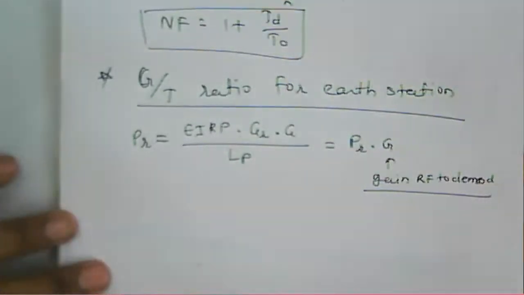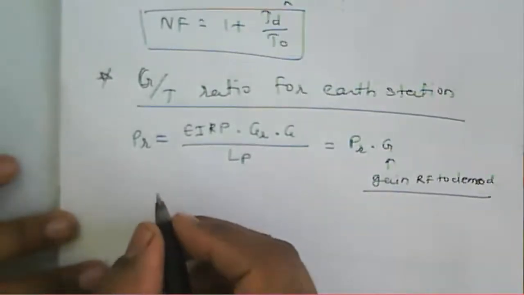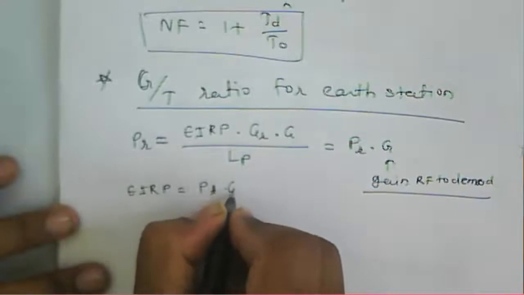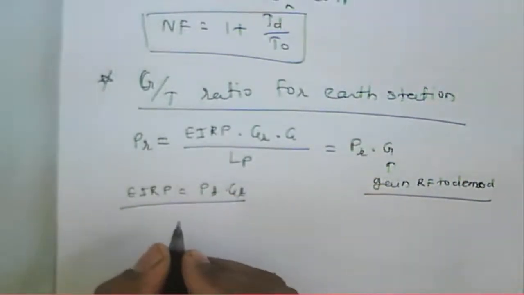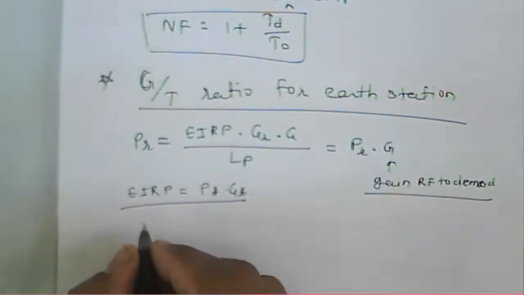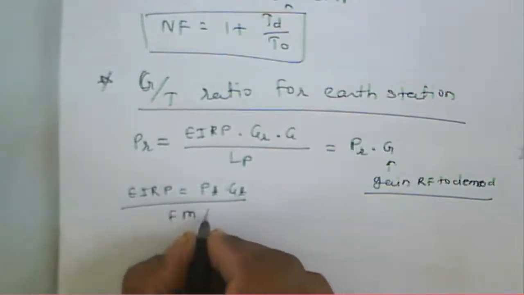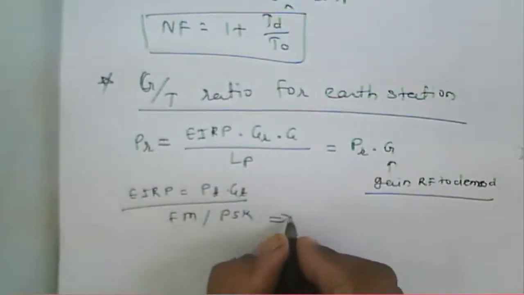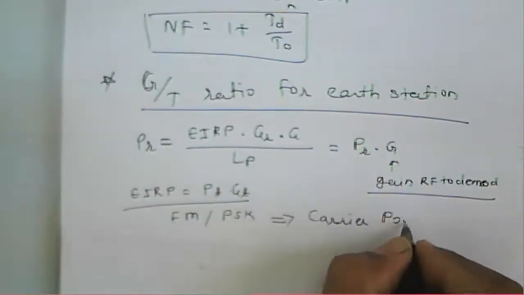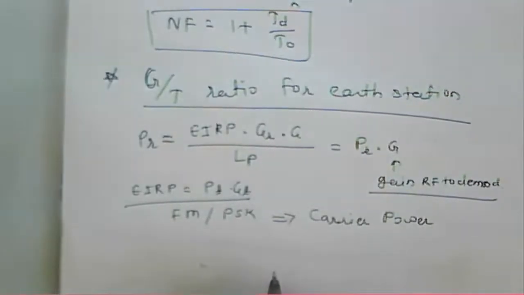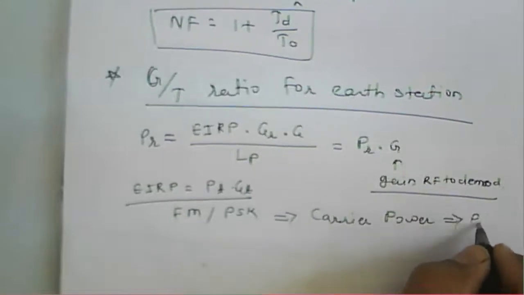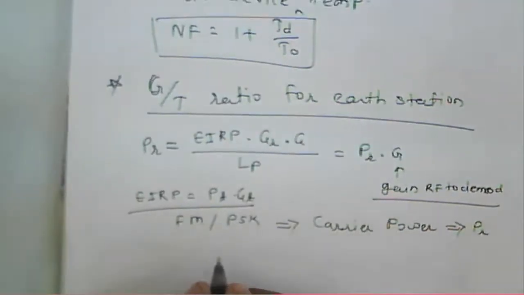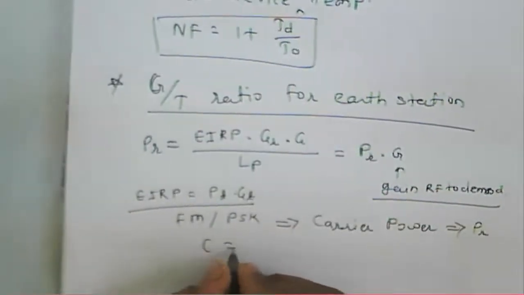In a satellite system, we generally consider the transmitting power as EIRP equal to PT GT. We just use the term. And for the modulation scheme, they use either FM or PSK. In that case, the power transmitted corresponds to the carrier power, which is the power received at the receiver. So in this equation we can write C is equal to PR.